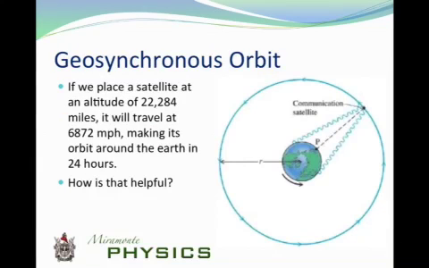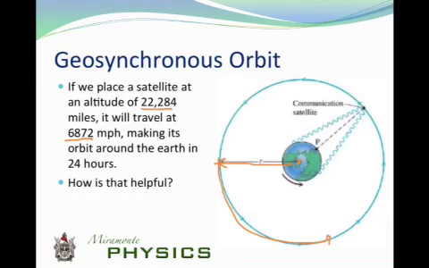Geosynchronous orbit is an interesting case where you have a satellite at a very specific altitude. And so here's your radius from here to here. That's your very specific altitude. In this case, it was 22,284 miles. If it happens to be at that height, it'll be traveling at 6,872 miles an hour. And that speed, along with that altitude, makes it so that it'll go all the way around one orbit in exactly 24 hours.